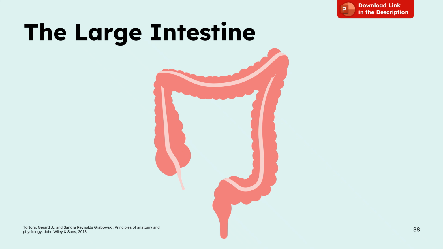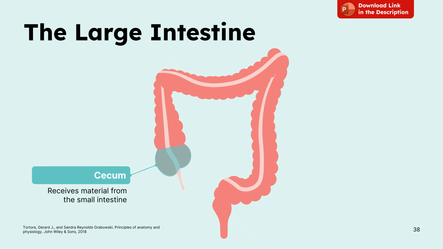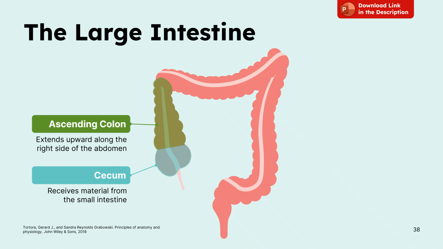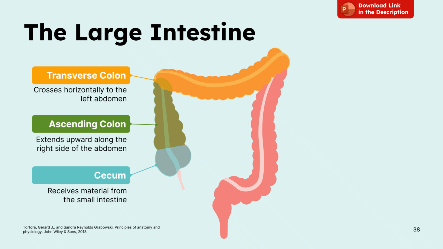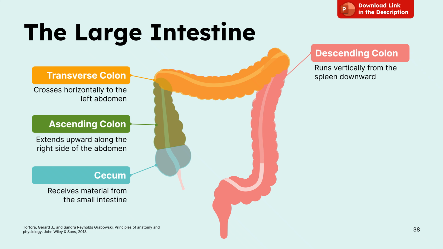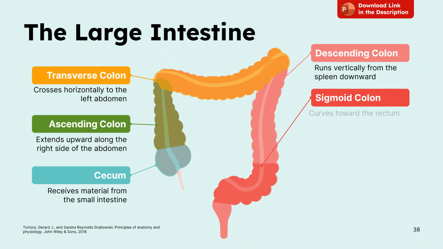The large intestine begins at the cecum, a pouch-like structure that receives material from the small intestine. From there, it continues through the ascending colon, which extends upward along the right side of the abdomen, followed by the transverse colon, that crosses horizontally to the left side. Next, the descending colon runs vertically downward along the left side near the spleen, leading to the sigmoid colon, an S-shaped segment that curves toward the rectum.